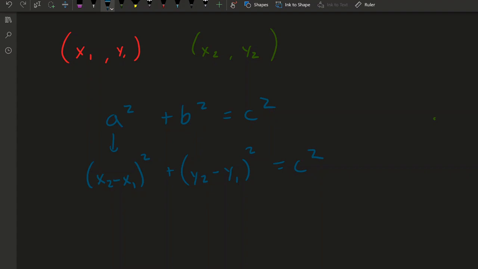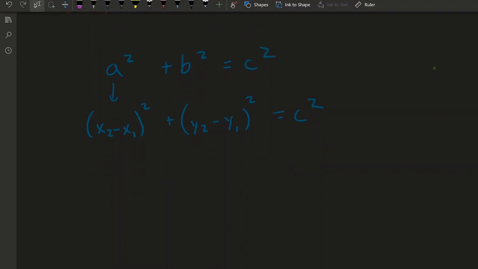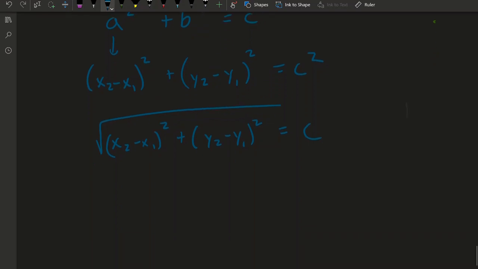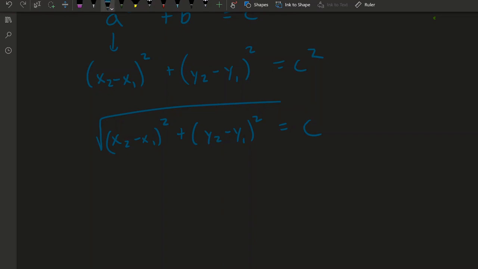Once I add those together, in order for me to get the distance, I would take the square root of those sides. So I would get the square root of x2 minus x1 in parentheses squared plus y2 minus y1 in parentheses equals c. And this is where the distance formula comes from. It's actually just a modified version of the Pythagorean theorem. So, in order to find the distance between 2 points, distance is equal to the square root of x2 minus x1 squared plus y2 minus y1 squared.